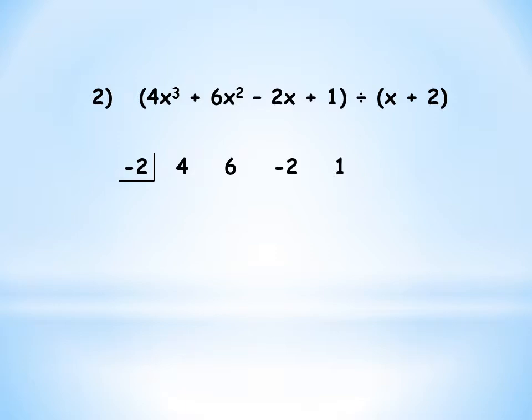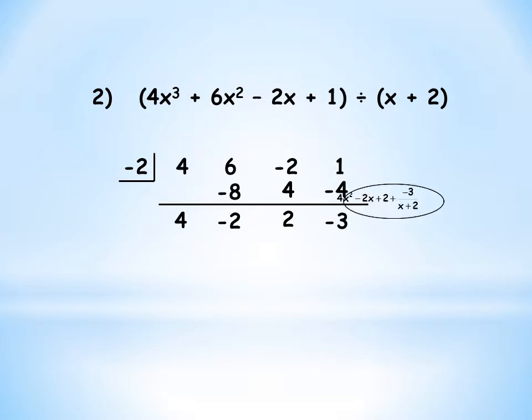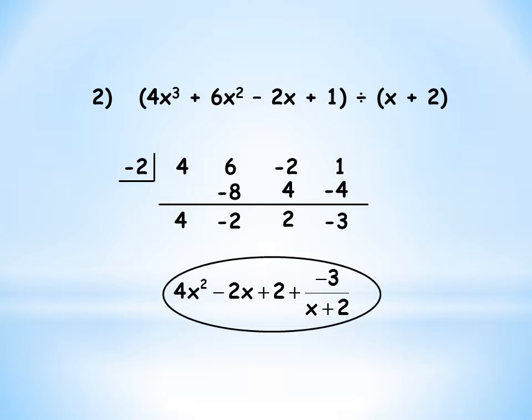So 4, 6, negative 2, 1, I'm going to divide by negative 2. First step is to bring down the 4 and multiply and add and multiply and add and multiply and add. Again, the first three are going to be your coefficients, and the last one is your remainder. So it's going to be 4x squared minus 2x plus 2 plus a negative 3 over x plus 2.